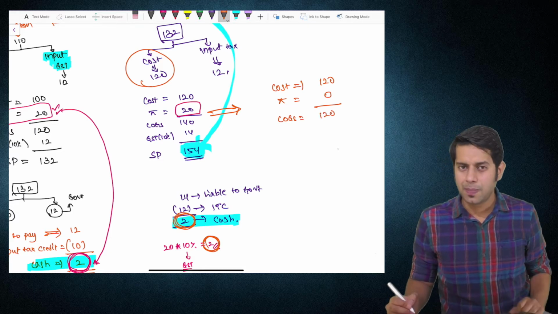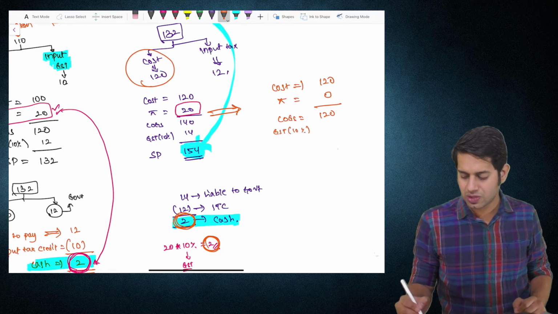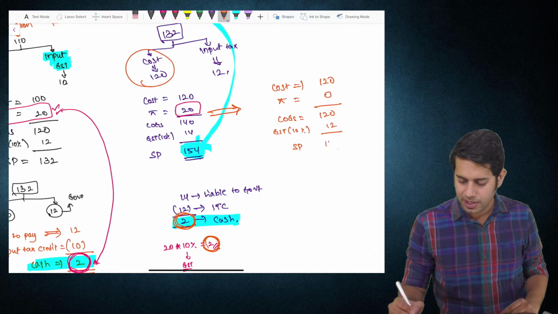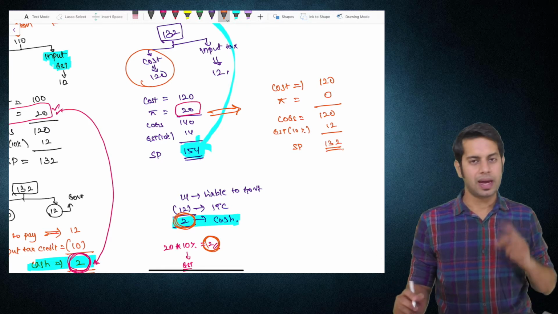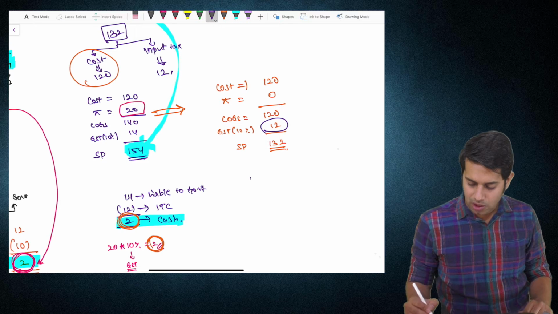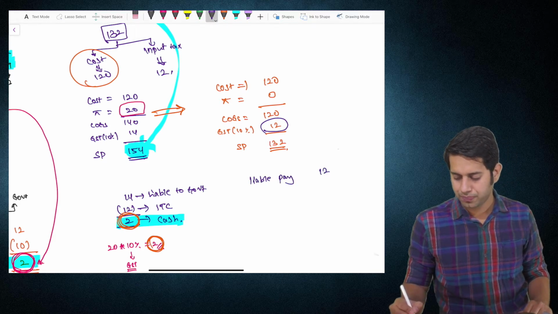Now he has to pay 10% GST on this 120 rupees. How much GST has to be paid? Sir, 12 rupees. So what is the selling price in this case? The selling price will be 132 rupees. Correct? Now tell me, how much is he liable to pay to the government? Sir, he is liable to pay rupees 12.